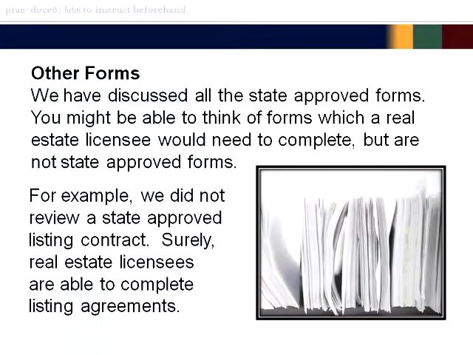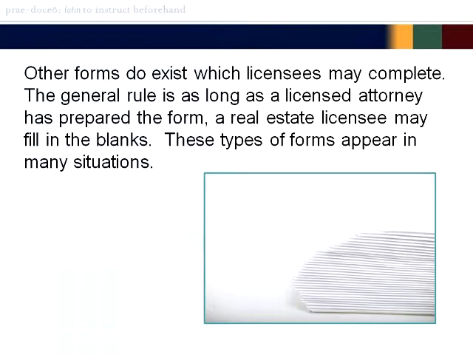Other forms. We have discussed all the state-approved forms. You might be able to think of forms which a real estate licensee would need to complete but are not state-approved forms. For example, we did not review a state-approved listing contract. Surely, real estate licensees are able to complete listing agreements. Other forms do exist which licensees may complete.